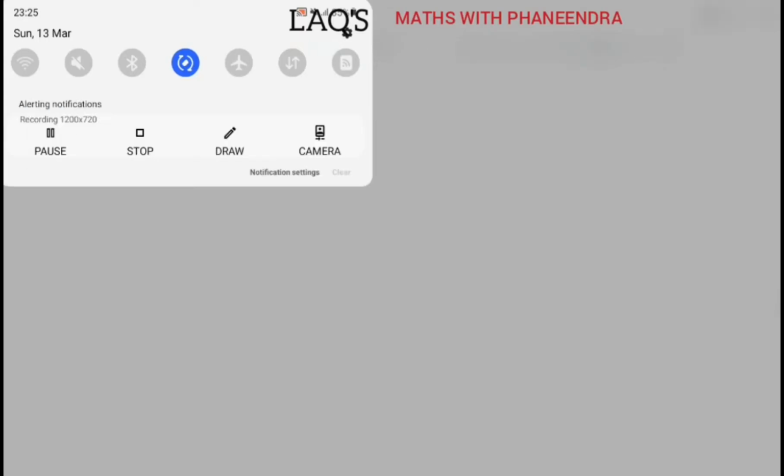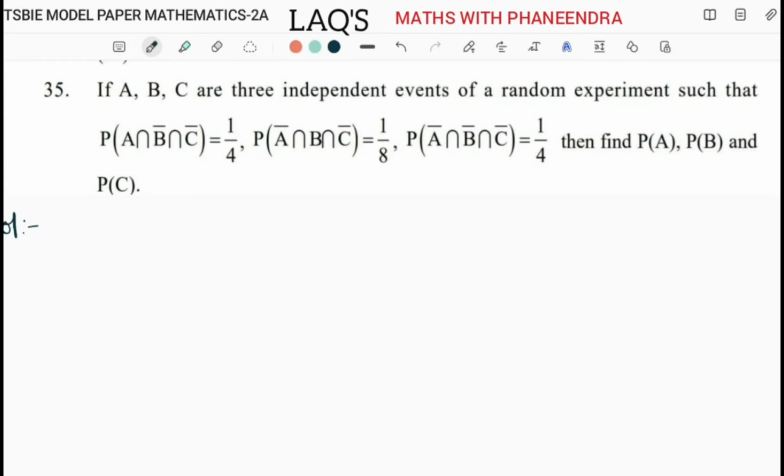We'll move to the next question, question number 35. If A, B, C are 3 independent events of a random experiment such that P of A intersection B complement intersection C complement equal to 1 by 4, P of A complement intersection B intersection C complement equal to 1 by 8, P of A complement intersection B complement intersection C complement equal to 1 by 4, then find P of A, P of B and P of C. It's a very easy and important question, dear students.